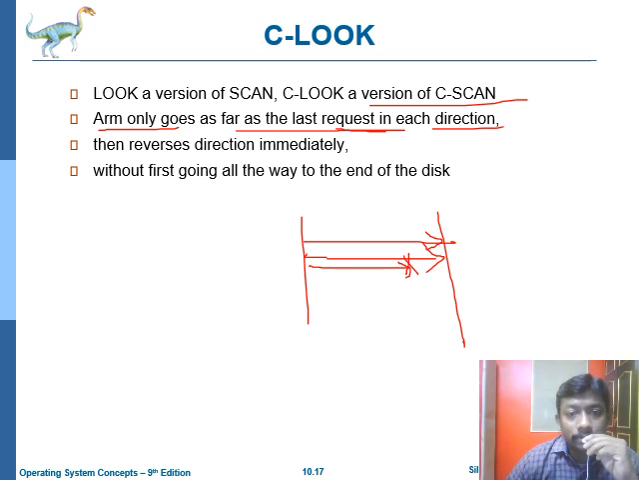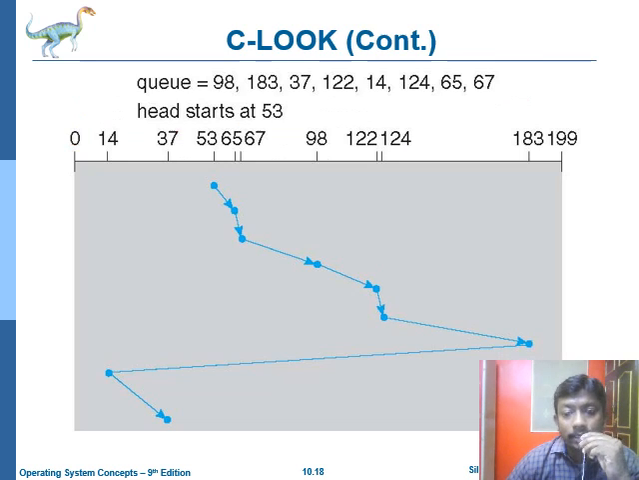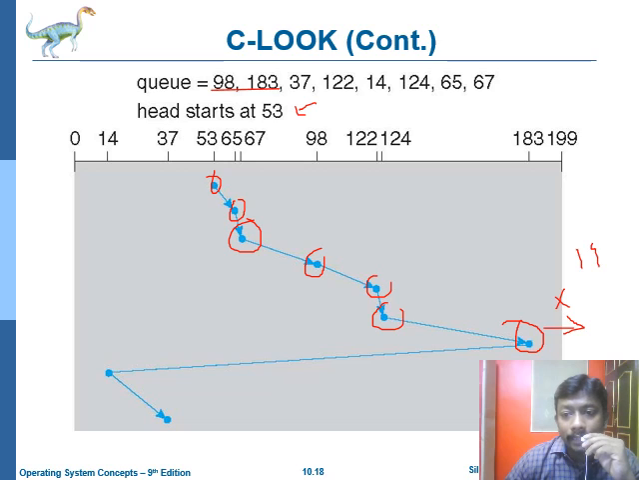Then it reverses direction immediately, without first going all the way to the end of the disk, as I said earlier. Same example, the same queue, and the head starts at the 53rd one. The next input output request is 65, the next is 67. Same thing: 98, 122, 120, 124, 183, and it will not go to the 199th sector, which is actually the last end of the disk.